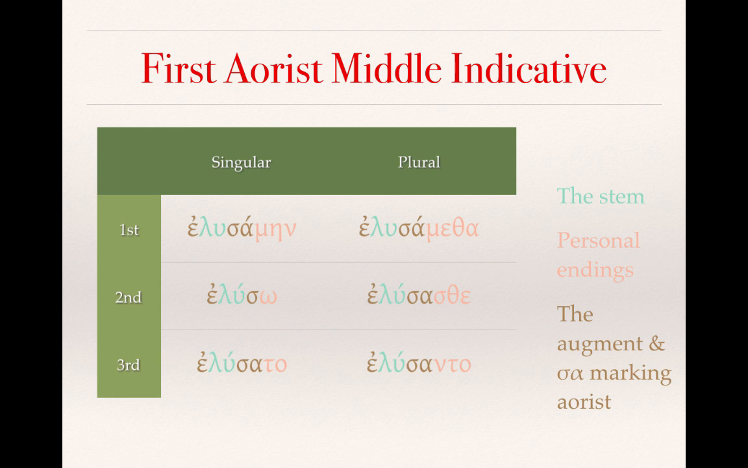Elusametha, we loosed for ourselves. Elusasthe, you all loosed for yourselves. Elusanto, they loosed for themselves. And here is the first aorist middle infinitive. Again, there is no augment with the infinitive, lusasthai. And the sthai ending is what we have seen in the past with the middle passive infinitive.